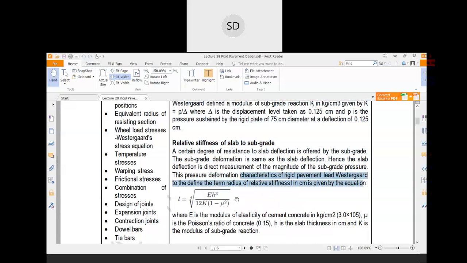As your slab deflection is related to your subgrade, the stiffness provided by your subgrade is a function of the subgrade reaction. So therefore this idea of relative stiffness is found out, and this relative stiffness is given by L equals the fourth root of E into H cube divided by 12k into 1 minus mu square, where E is the modulus of elasticity of the cement concrete in kg per centimeter square, mu is the Poisson ratio, H is the slab thickness in centimeter, and K is the modulus of subgrade reaction.